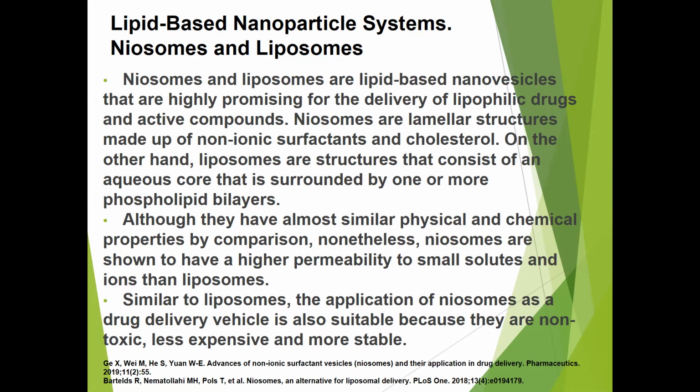Niosomes are lamellar structures made up of non-ionic surfactants and cholesterol. On the other hand, liposomes are structures that consist of an aqueous core surrounded by one or more phospholipid bilayers. Although they have almost similar physical and chemical properties, niosomes are shown to have a higher permeability to small solutes and ions than liposomes. Similar to liposomes, the application of niosomes as a drug delivery vehicle is also suitable because they are not toxic, less expensive, and more stable.